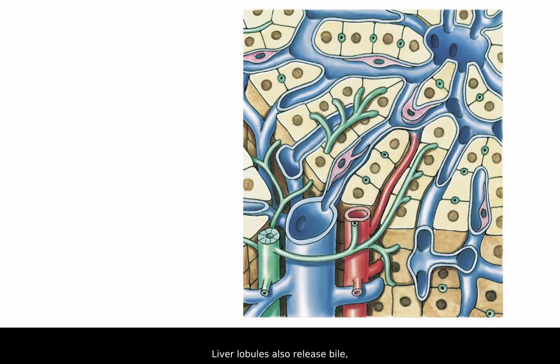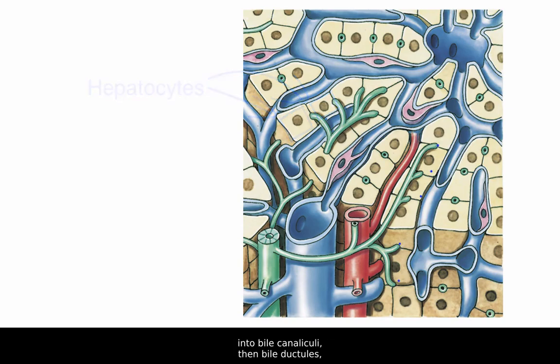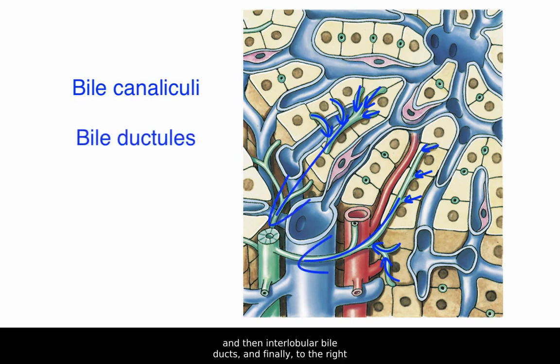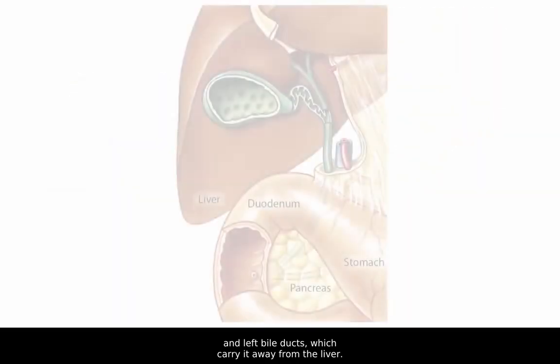Liver lobules also release bile, an exocrine secretion containing acidic bile salts that are necessary for emulsifying lipids to aid in their digestion. Produced by hepatocytes, bile is secreted first into bile canaliculi, then bile ductules, and then interlobular bile ducts, and finally to the right and left bile ducts, which carry it away from the liver.